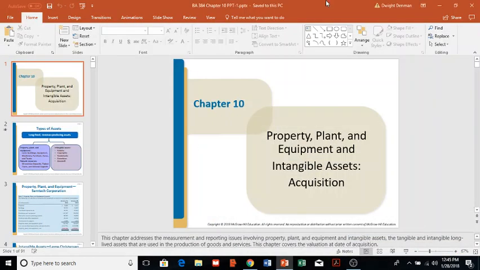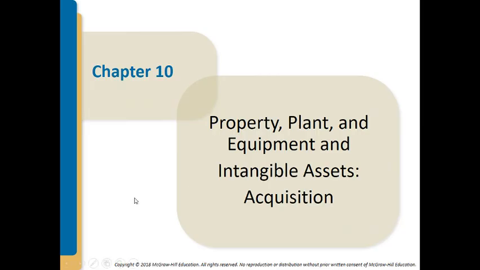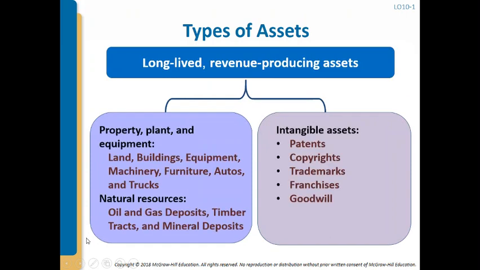Okay, so next we want to talk about Chapter 10. Here we're going to talk about long-lived assets, plant assets, and intangible assets. Mainly, we're talking about how you treat these assets upon their acquisition. It's very similar to how we treated inventory, in that what you're doing is capitalizing the costs to get these assets to where they're supposed to be and to their use.